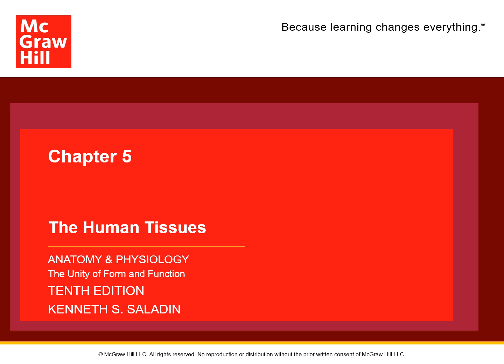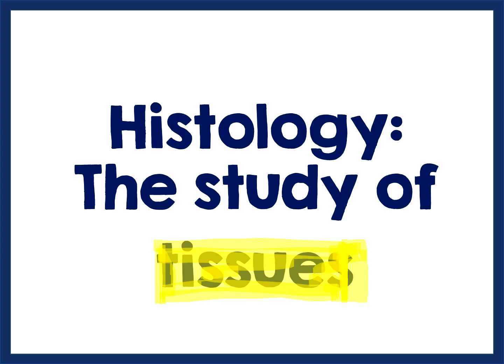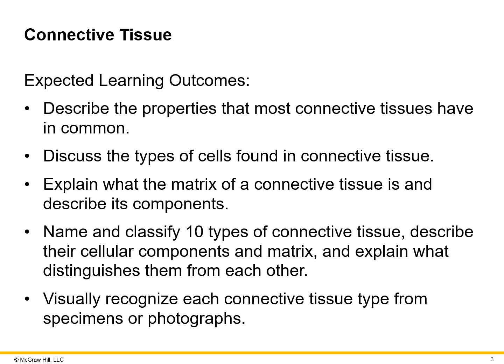And here we go again, back with tissues. This time we'll be focusing on specialized connective tissue. We're going to be honing in on some specialized connective tissue today, including cartilage, bone, and blood. We'll continue to look at how this connective tissue is classified and being able to visually recognize each connective tissue type.